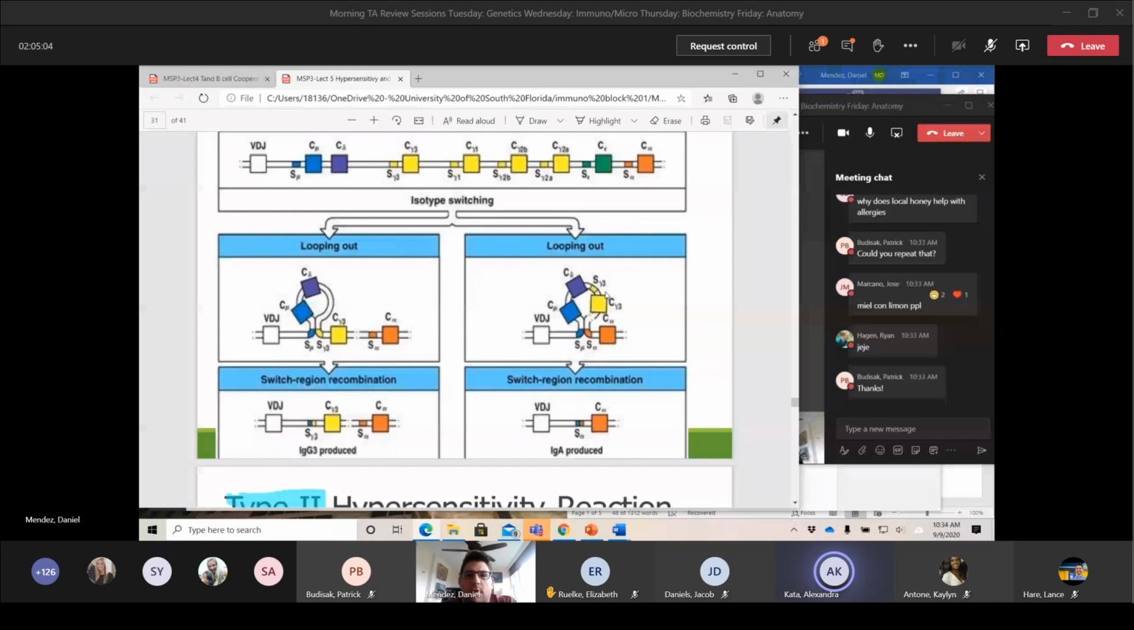Is that supposed to be like the splicing? Like splicing out the introns and exons? Yes. Mm-hmm. That is exactly what this is. Yeah. Thank you. You're welcome.